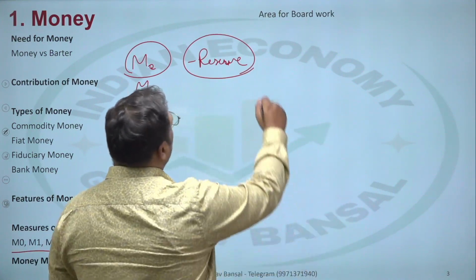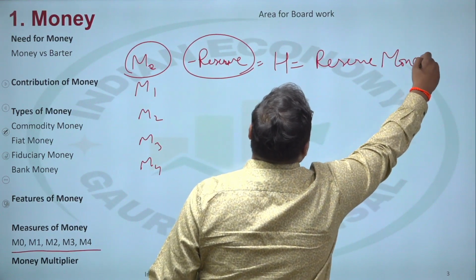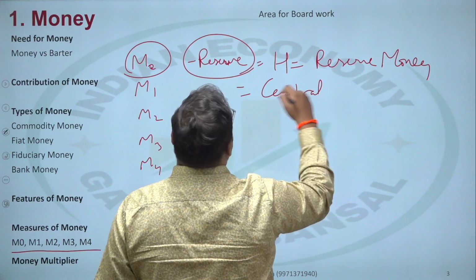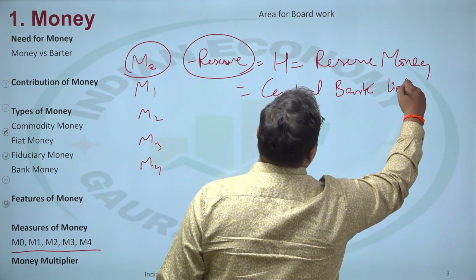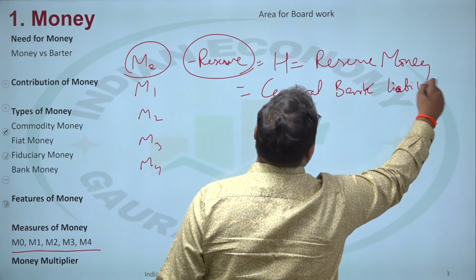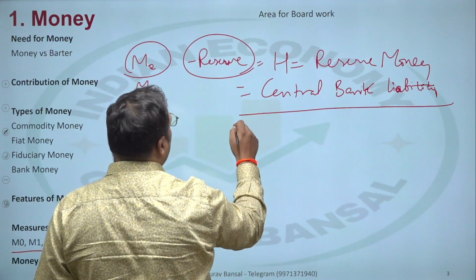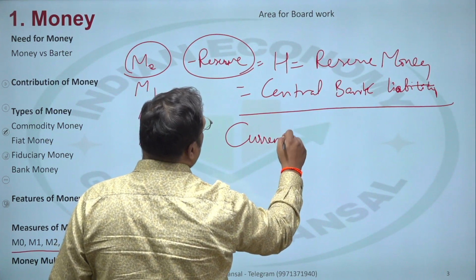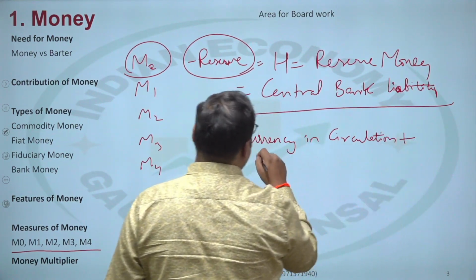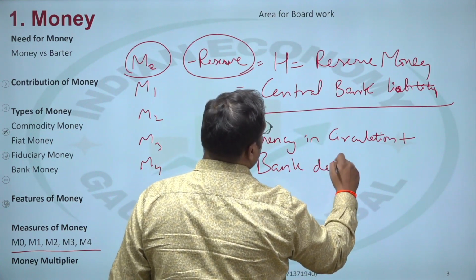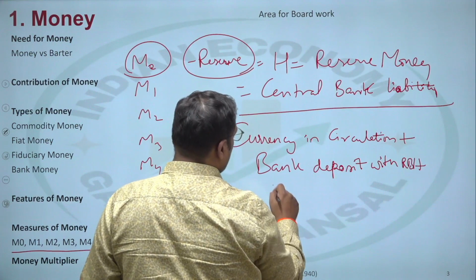Basically, we define M0 also as H, high power money, and we also define it as reserve money, and we also define it as central bank liability. All of these are the terms for M0. Central bank liability, because money issued in an economy is a liability of the central bank. It is the responsibility of the central bank. That is why we use this term. So M0 is basically the currency in circulation plus bank deposit with RBI plus other deposit with RBI.